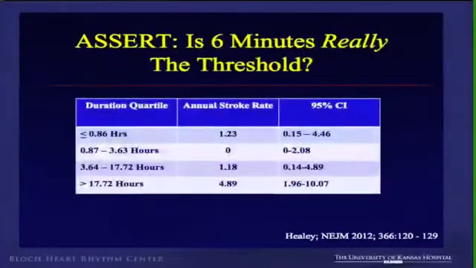And so what they showed is that anything over 6 minutes, which is what they described as their cutoff for atrial fibrillation, was a harbinger of increased risk of stroke. But really, if you break down the numbers, because this study received a lot of press, or at least a lot of discussion early on about whether 6 minutes is a big deal, what they found is the annualized stroke risk was much higher after 17.5 hours.